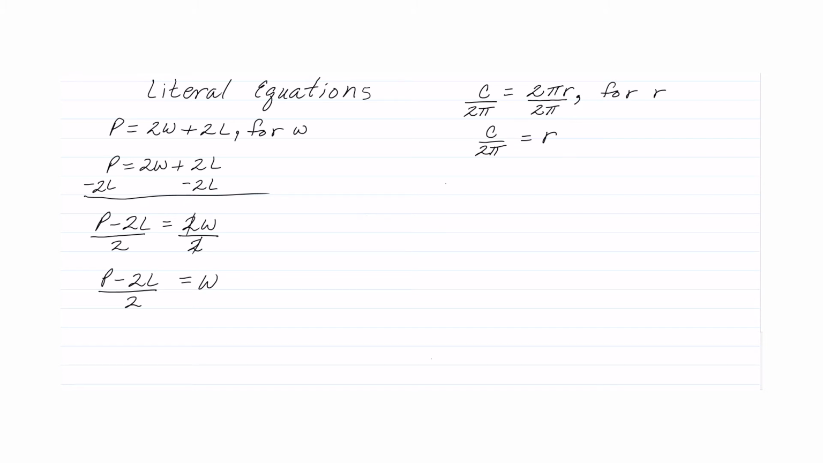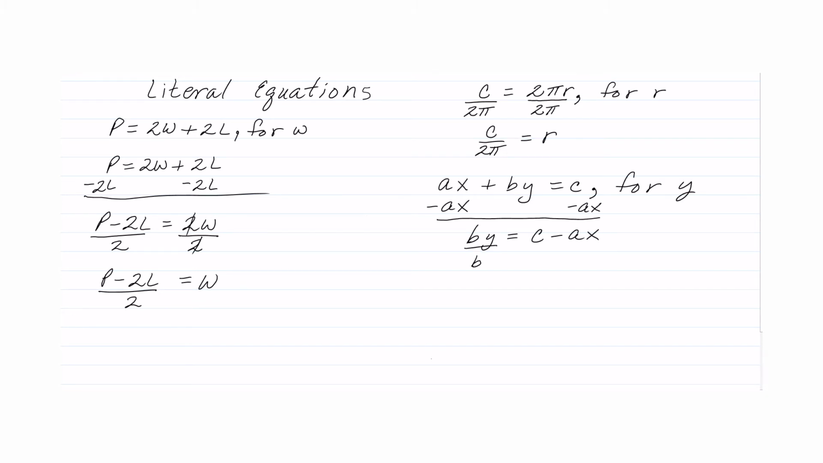Let's take the standard form of a linear equation. We have ax plus by equals c, and we want to solve this for y. Let's subtract ax from both sides. We see that by is going to equal c minus ax. Now we just simply have to divide both sides by b. So when we do that, we get y equals c minus ax, divided by b.